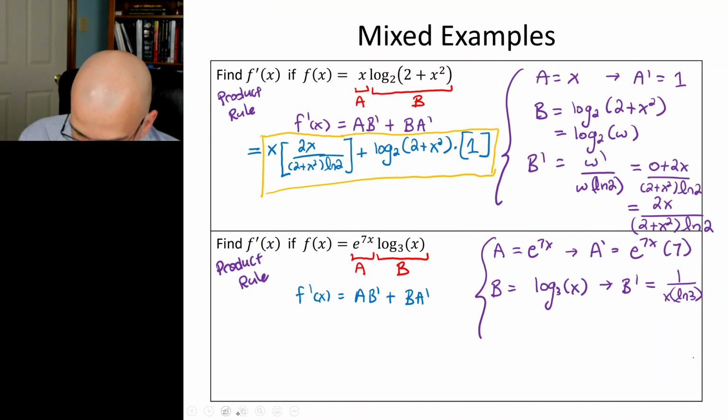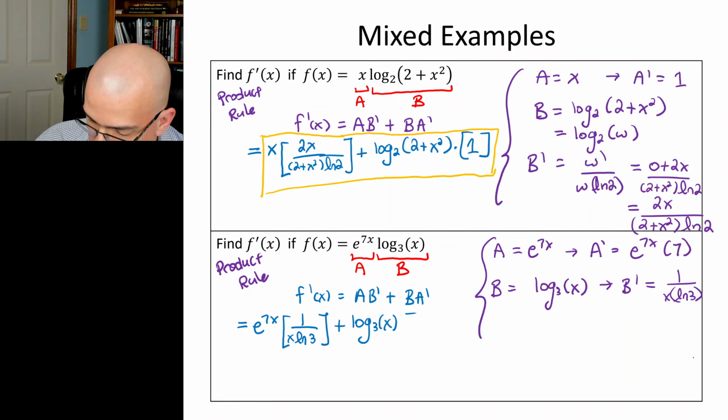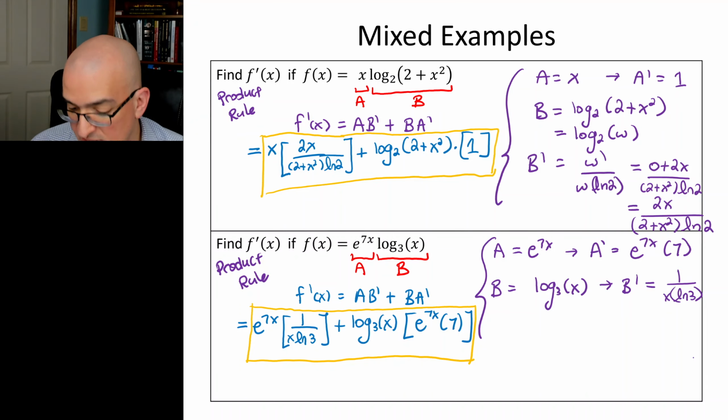We'll plug all that data, those ingredients, into our derivative formula, our product rule. So e to the 7x multiplied by b prime, 1 over x ln 3, plus b times a prime, log base 3 of x, multiplied by a prime, which is e to the 7x times 7. And that is a perfectly good answer. You don't have to muck around with it, make it clean or neat or pretty. It would be expected that you'd leave it like this.